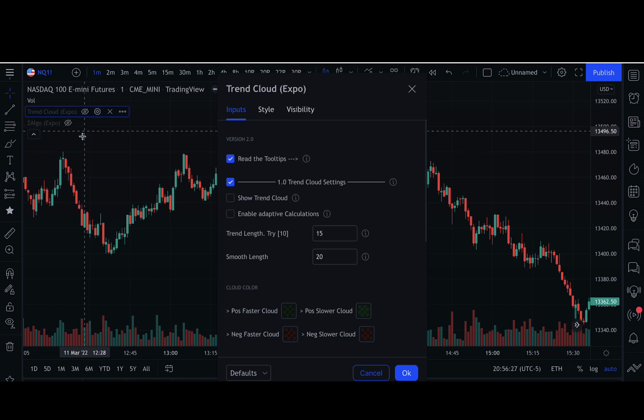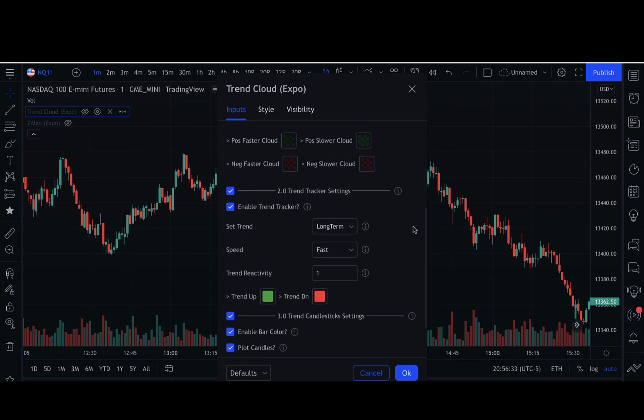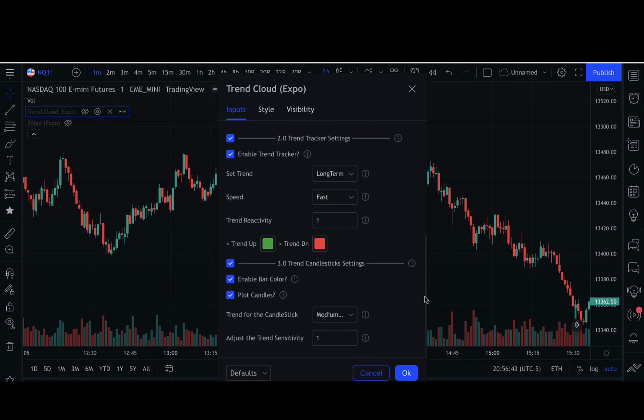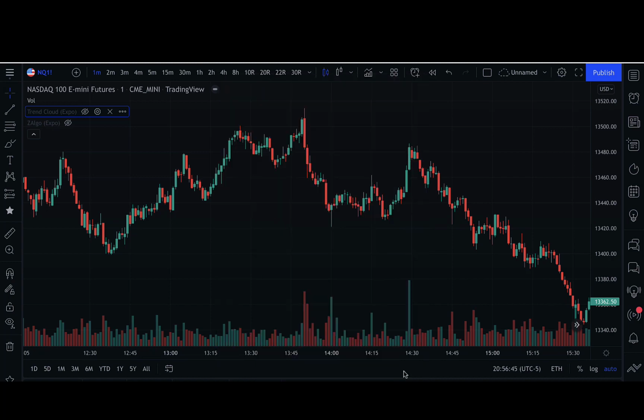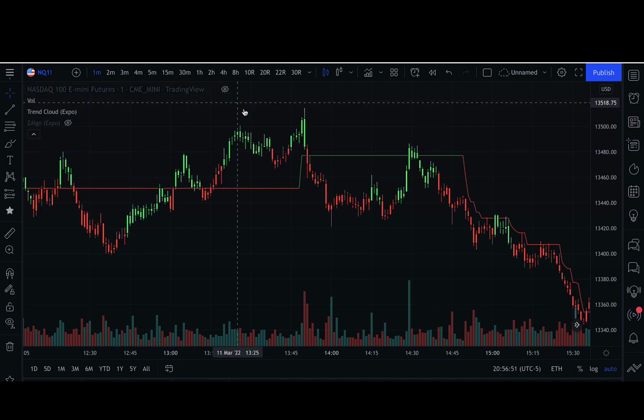The first thing is I actually turn off the Trend Cloud for this. We go down here and we change the trend tracker to long term. And then everything else is the same. Everything else is default. There we go. All right. So we'll go ahead and turn that on first. And we can turn off the candle coloring.